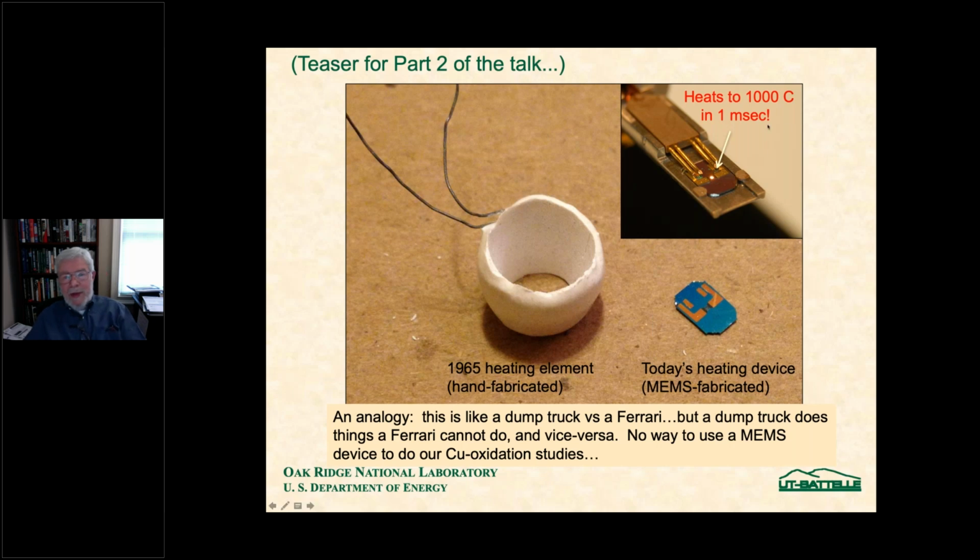Just to compare and jump ahead a little bit, a teaser for part 2 of the talk, when we talk about MEMS devices: this 1965 heating element, as I said, had to heat up. It took a while to heat up, and a while to cool down. With the new modern heating chip technology, you can get to 1,000 degrees in a millisecond and cool it off just about as fast. I said it's like a dump truck versus a Ferrari, but the dump truck does things a Ferrari can't do, and vice versa. I don't think there's a way to use a MEMS chip to do the particular copper oxidation studies that we did.